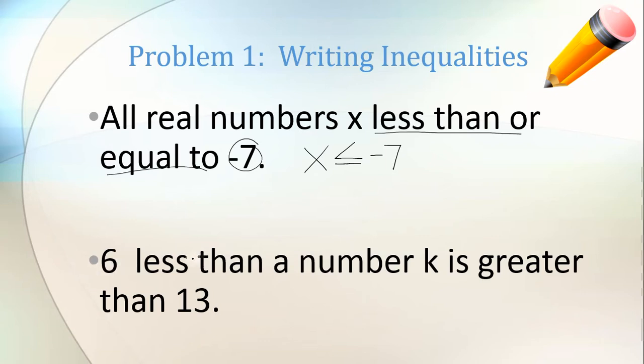Now they want us to also do 6 less than a number k is greater than 13. So less than, if you notice, it doesn't have an x with it. It has the 6. So actually that is meaning subtraction. It's not the less than symbol. So they say 6 less than a number k. So that must be k minus 6. And then that it is greater than, so that is an arrow pointing to the right, 13. So k minus 6 is greater than 13.